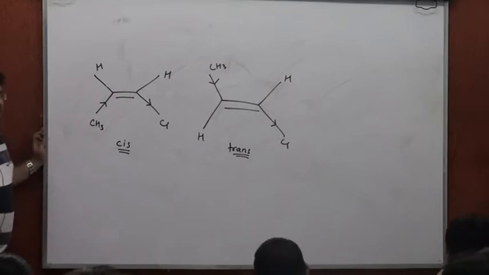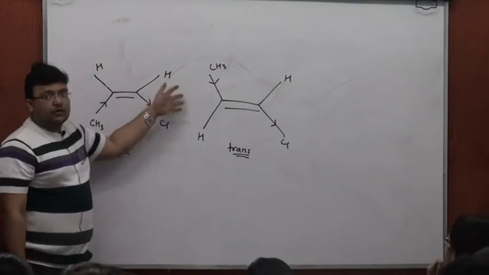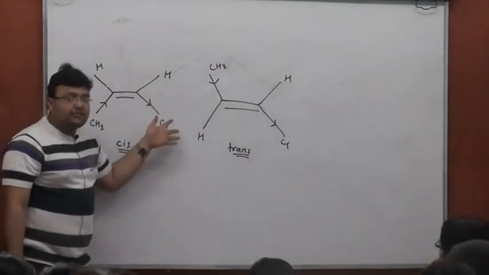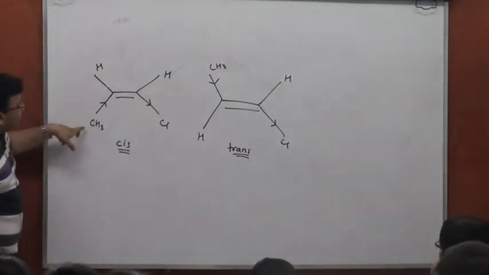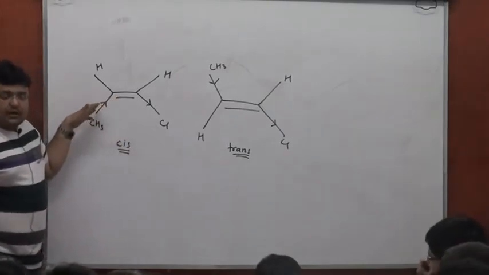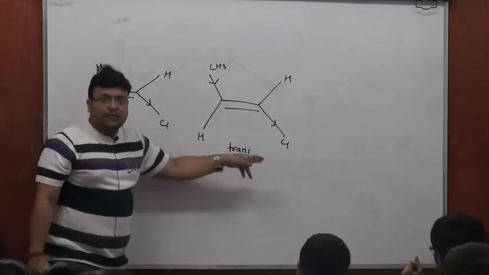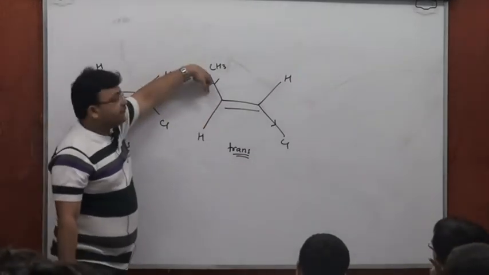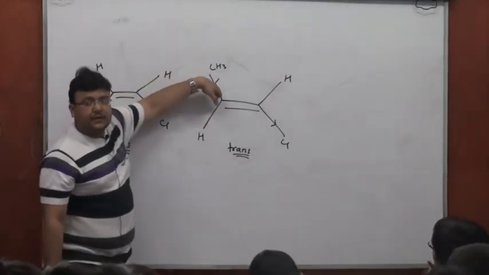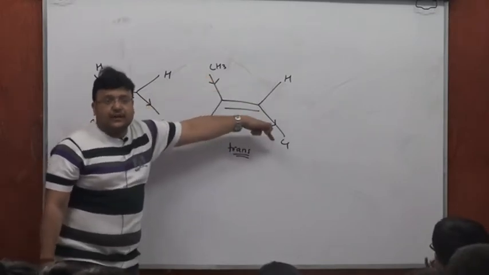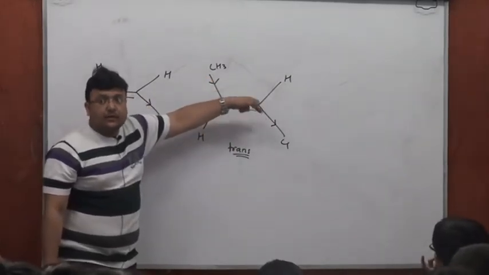Trans. Now, first of all, it's cis and trans with respect to the hydrogen atoms, so I'm going to call this cis and trans form only. Here you see the plus I and minus I effects are not complementing each other, whereas in the trans form, plus I of CH3 and minus I of Cl are complementing each other.